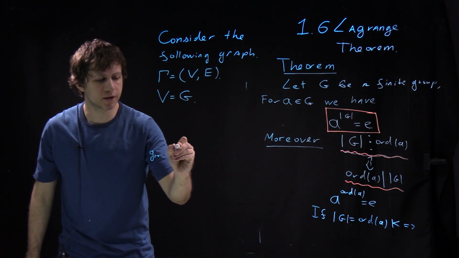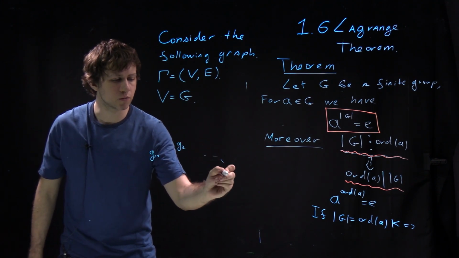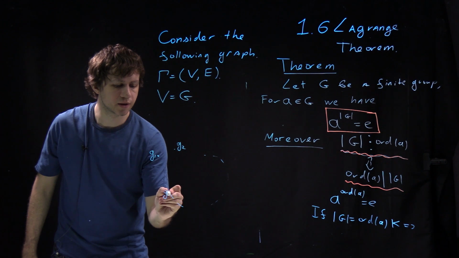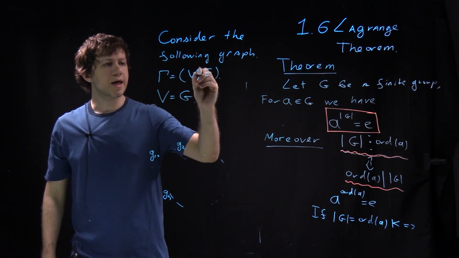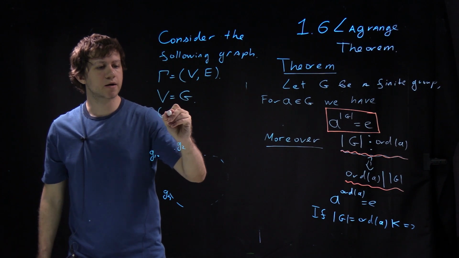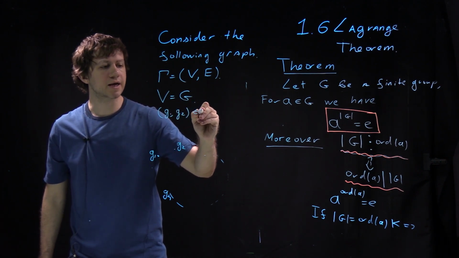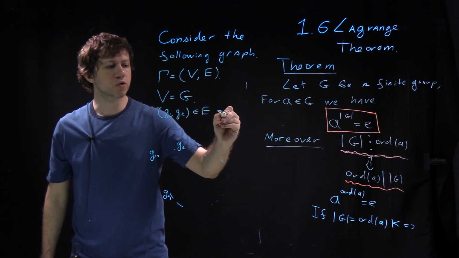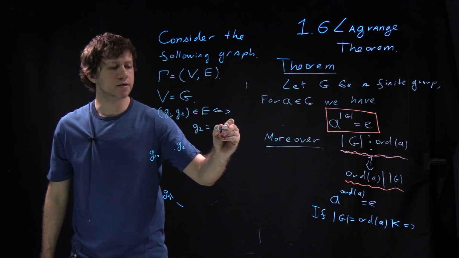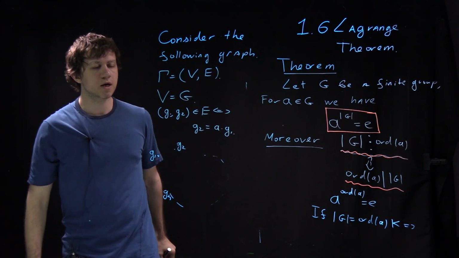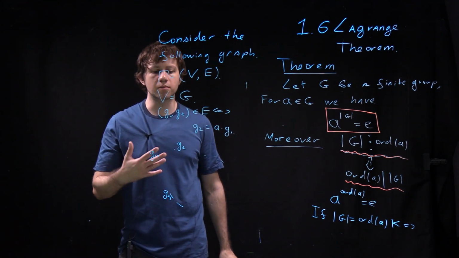I have G1, G2, and so on, sort of Gn. These are elements of my group, and these are vertices. And then I say that a pair G1, G2 is inside E if and only if G2 equals A times G1.